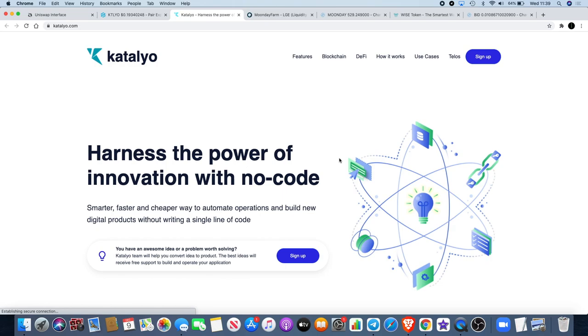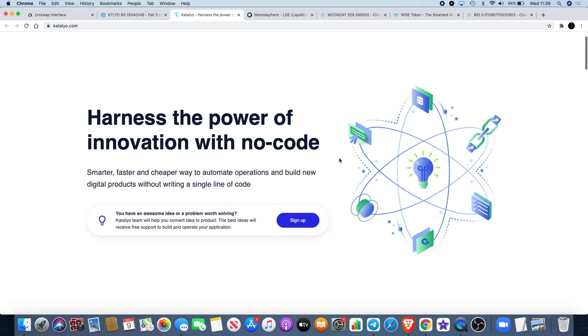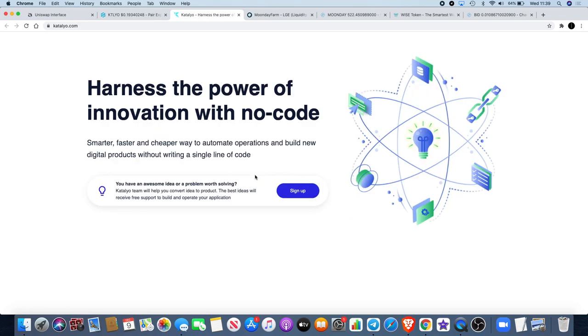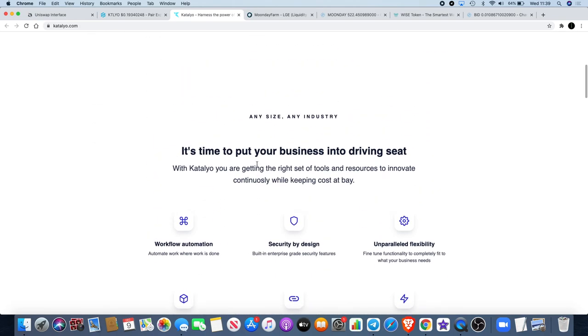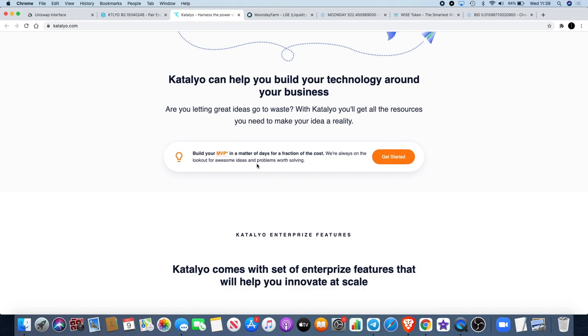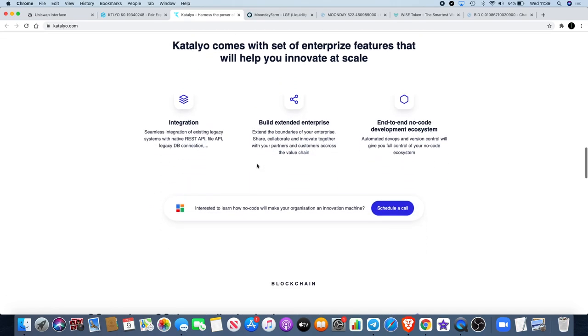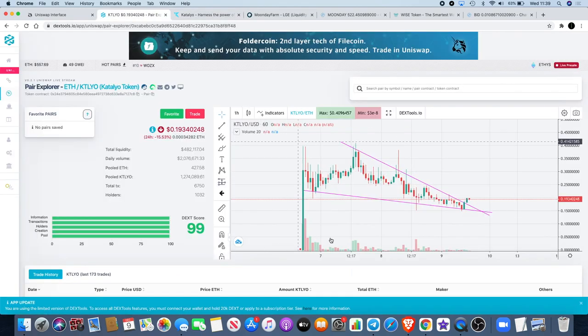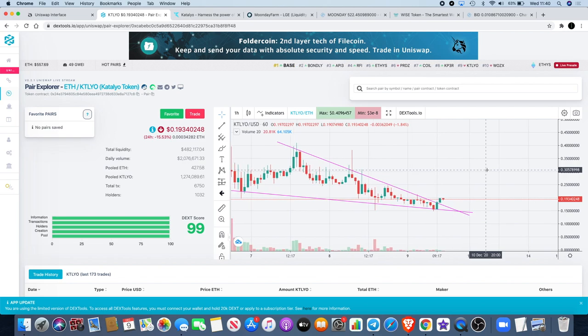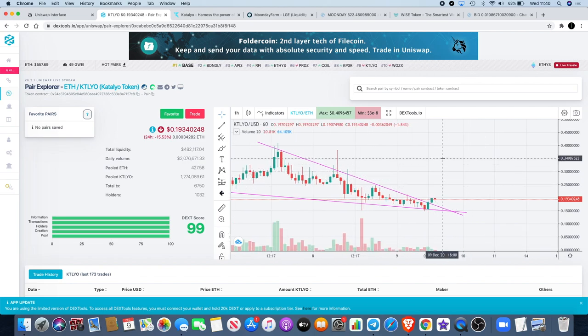If we look at the website, I don't know how they do it, but it's harnessed the power of innovation with no code. Somehow they can integrate this with products or whatever without writing a single line of code. Now, I'm not going to pretend like I know everything about this project, because I don't. All right, I know the pre-sale sold out very quickly. I know it had massive increase in price, and I know that the price didn't immediately just dump back off to the downside. It stabilized, or it went sideways, or it went on a small correction, and now it's getting a breakout, and that's got more upside potential, in my opinion.